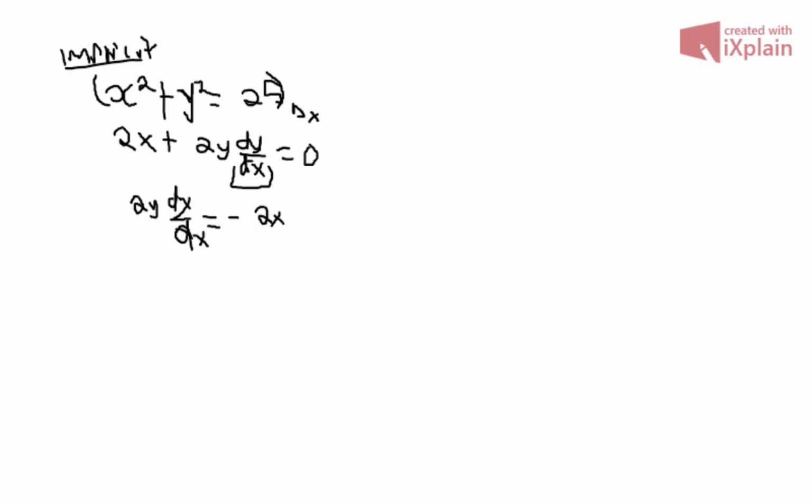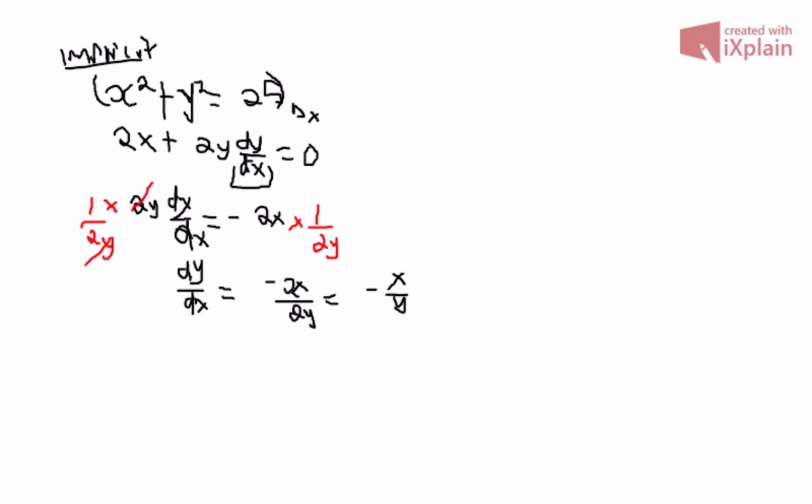Then from there we have to divide both sides by 2y, which means multiplying by 1 over 2y. Then we will have dy over dx equals negative 2x over 2y. This is going to be negative x over y. So this is your differentiation. That is complete now, right? So this is how you need to do implicit differentiation.